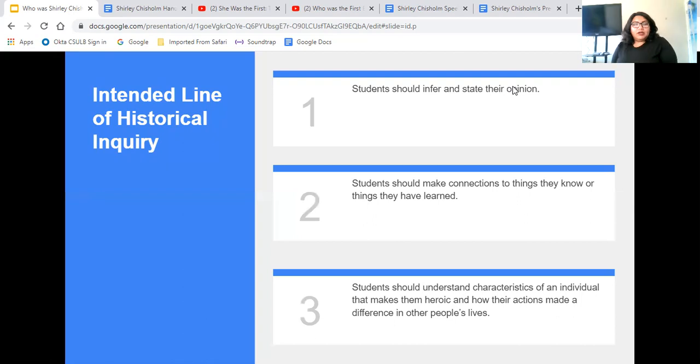So the intended line of historical inquiry. I'm going to be asking three questions. For the first one, I want students to infer and state their opinions. For number two, I want them to make connections with things they know or things they have learned. And number three, students should understand the characteristics of an individual, what makes them heroic, and maybe an opinionated question about Shirley Chisholm's character, why she's heroic, and things like that.